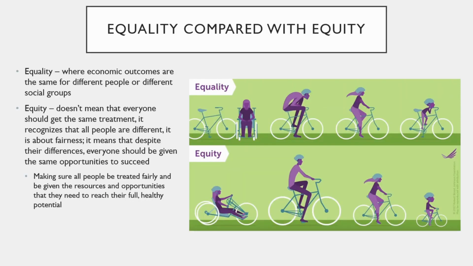We're next going to talk about equity and equality. We're going to be going over income disparity and equity. Equality is where economic outcomes are the same for different people or different social groups. Equity doesn't mean that everyone should get the same treatment. It recognizes that all people are different. It's about fairness. It means that despite their differences, everyone should be given the same opportunities to succeed.